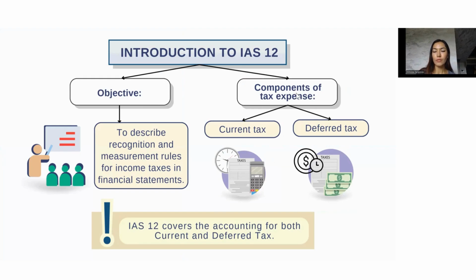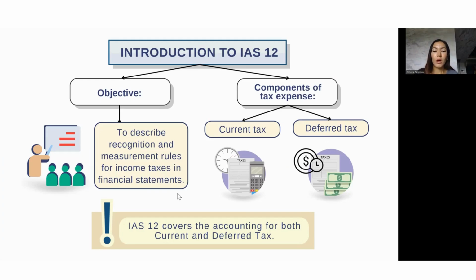So we have two components of tax expenses, right? Current tax and deferred tax. We know what is current tax because we all studied it in financial accounting, but most of you may not know about deferred tax. IAS 12 covers the accounting for both current and deferred taxes.